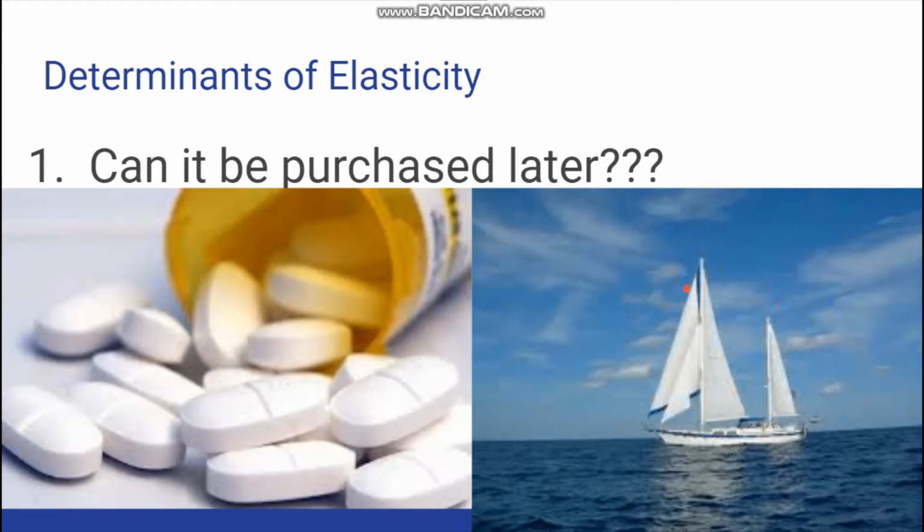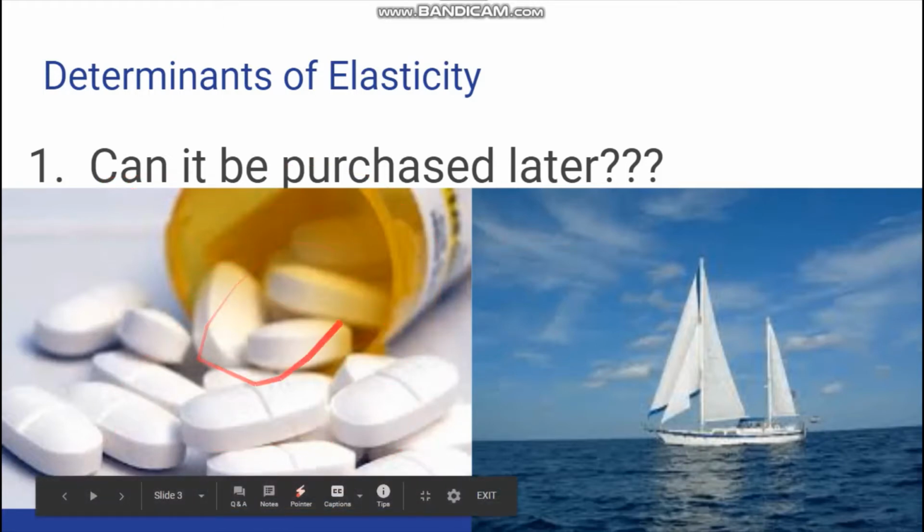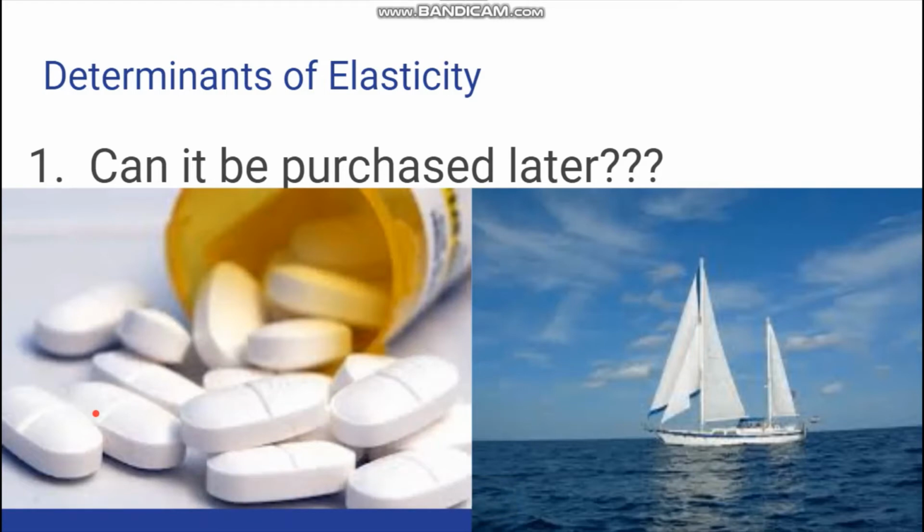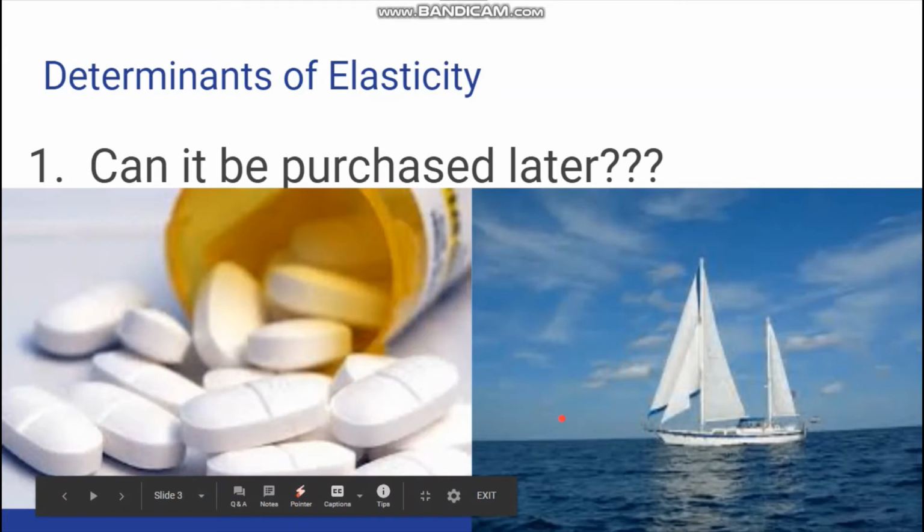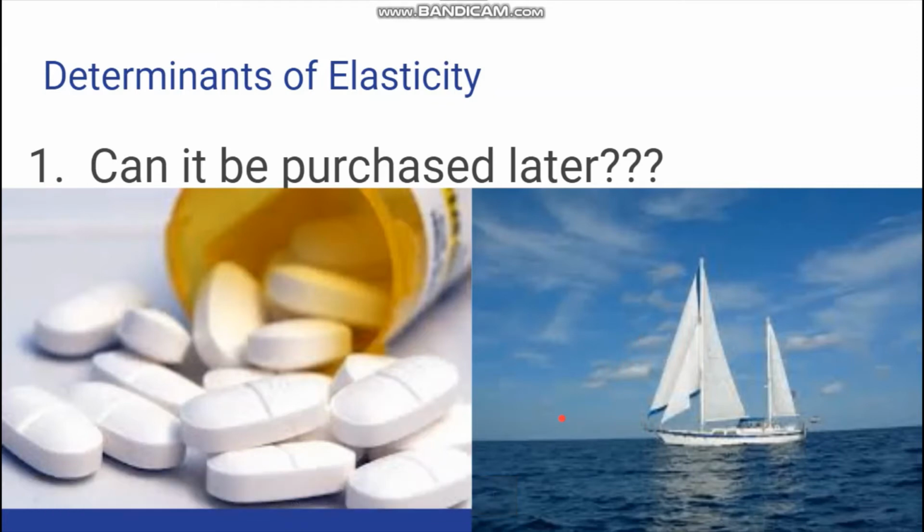Whereas a sailboat, do I need to buy it right now? If I'm not in total love with the price, no, I don't need to buy it right now. I can just buy it later if I have the money later. So goods that have a high need right now, where the answer to "can it be purchased later?" is no, are considered inelastic. Inelastic meaning I need to buy it right now. If the price changes, I am still going to buy the product that I need, in this case, the medicine.